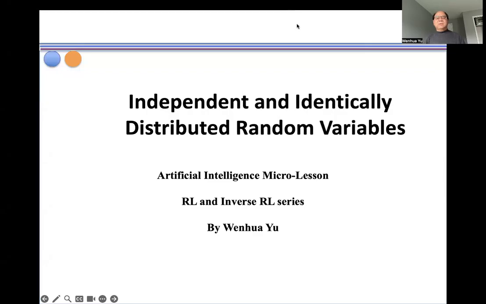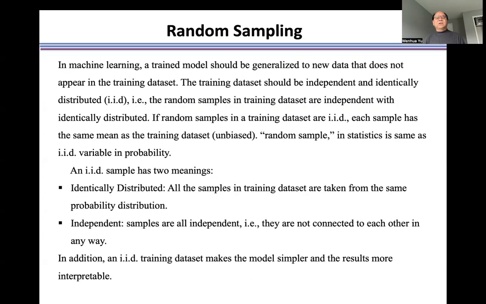Now I introduce independent and identically distributed random variables. In machine learning, a model is trained using a training dataset, and the trained model can be generalized to a new sample that never appeared in the training dataset. That means the trained model can take the new sample as input and generate the correct result. For this purpose, a training dataset should be independent and identically distributed.